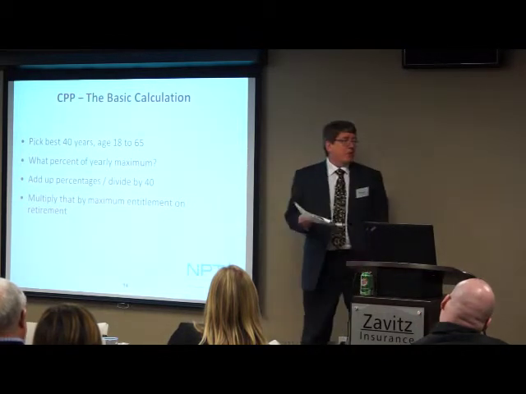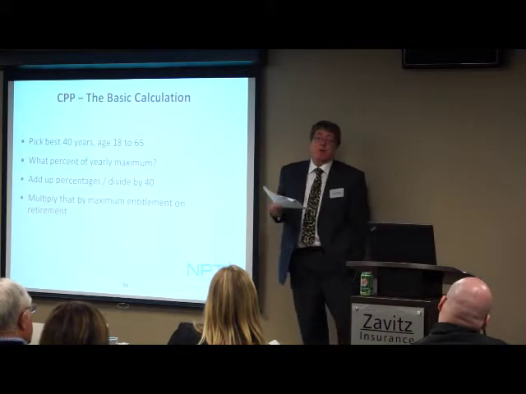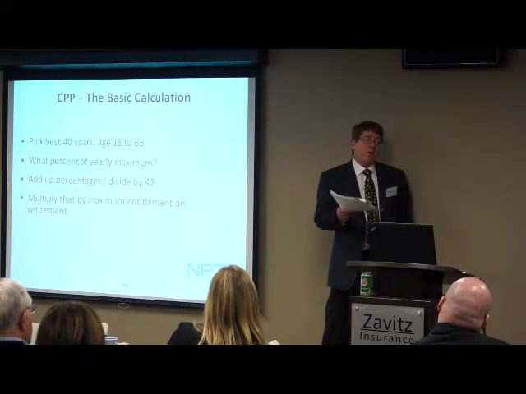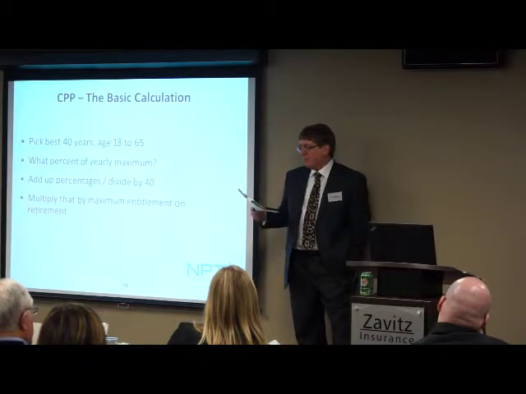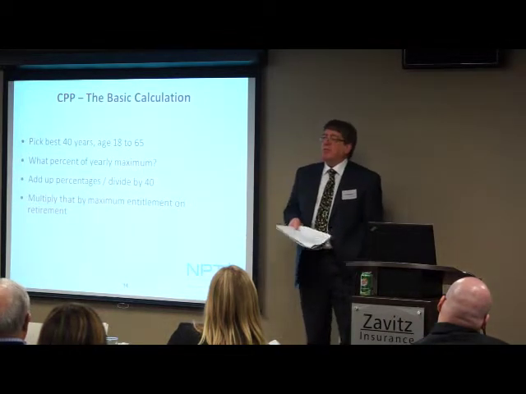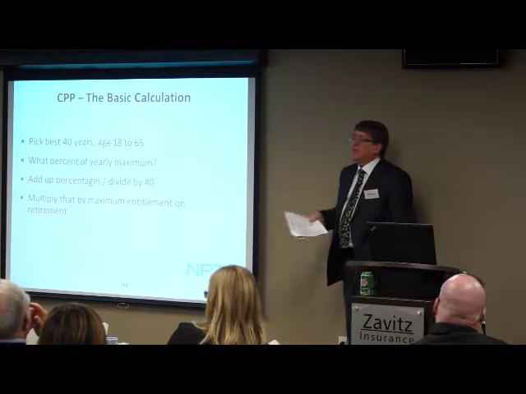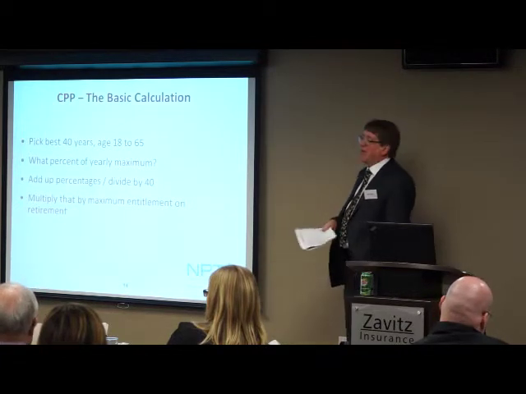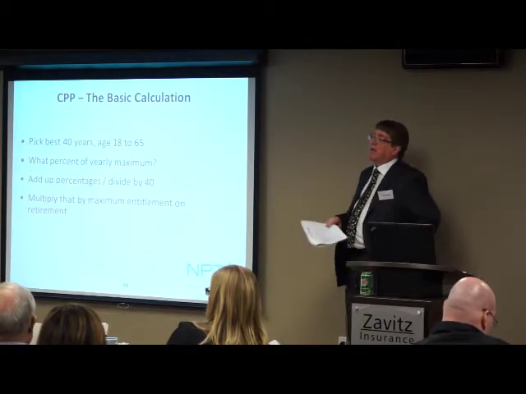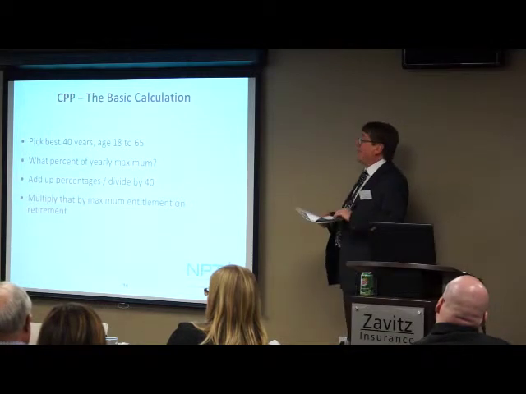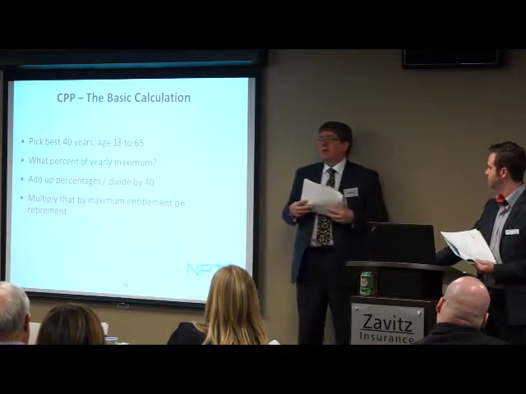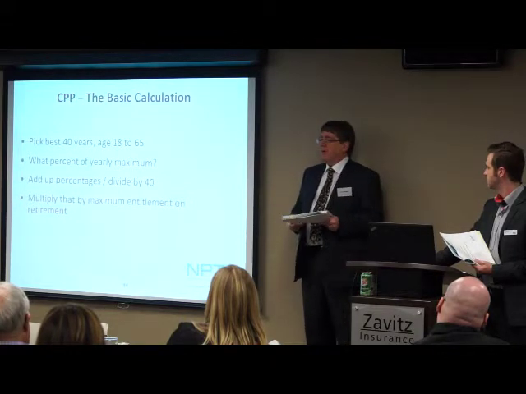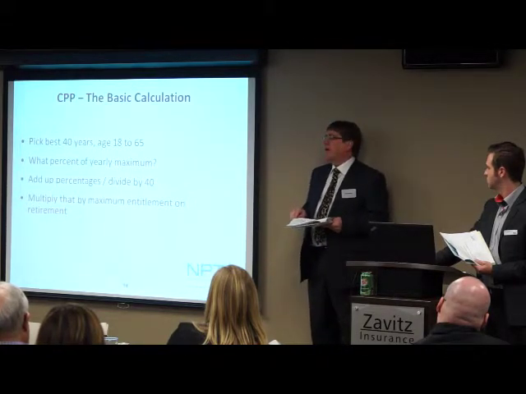The trouble with you, Shaun, is you don't have much of a history. You've only been working for a few years. Your years are costing you $2,000 or $3,000, and it's going up every year. So anyway, I get my 40 years. What percentage of the yearly maximum did I contribute? Add that up, divide it by 40, multiply it by that $12,000 number, and that's simply my pension. It probably is worthwhile logging onto the website and just double checking your history.